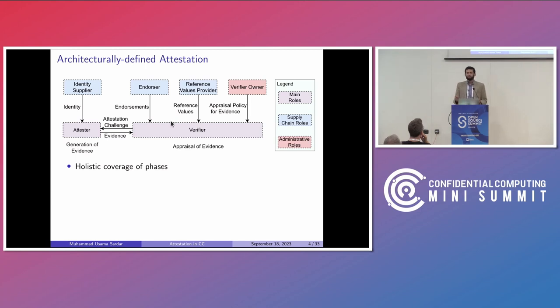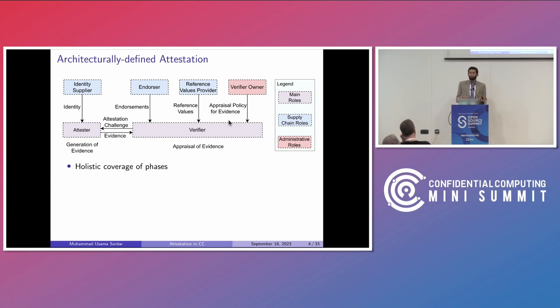And then we have the verifier, which needs access to certain things that includes the endorsements provided by the endorser, some certificate chains, the PCK certs in case of Intel, for instance, some reference values against which it can compare the data coming from the evidence. That is, does this evidence correspond to the reference values that I expected? And finally, policy dependent on the use case.